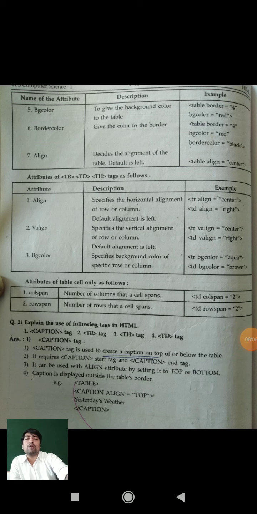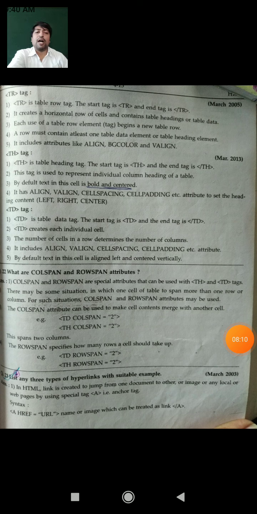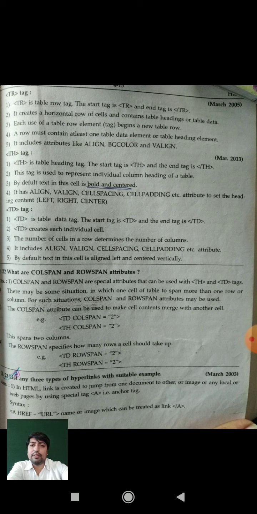Open the next page of your textbook. After opening the new page, we can see at the top there is a description about the tr tag. We will read it very carefully. The tr tag is table row. We already know that. The start tag tr and end tag tr we can see in the first line of the description of the tr tag. It creates a horizontal row of cells and contains table heading or table data.